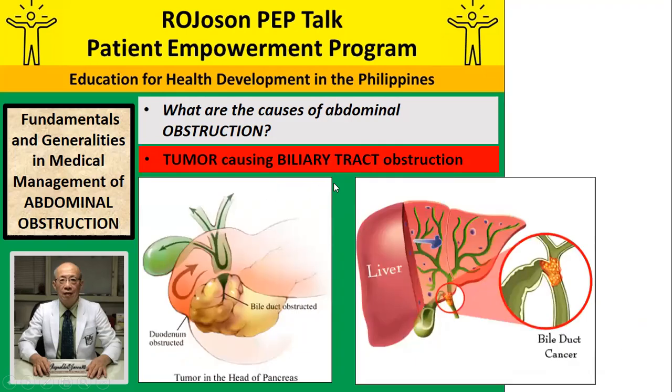Tumor causing biliary tract obstruction. Usually you have a head of the pancreas tumor causing obstruction of the common bile duct. Sometimes, rarely, you can also have tumors in the common bile duct itself, so it can cause obstruction. So the bile from the liver will not be able to go through.